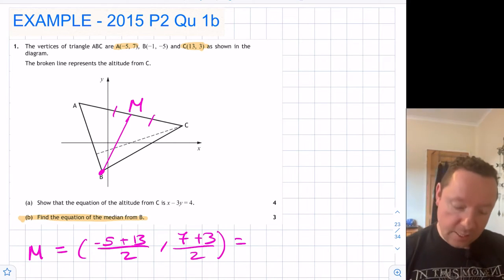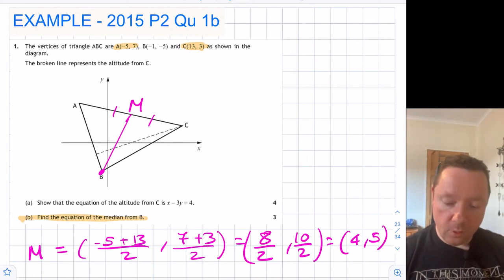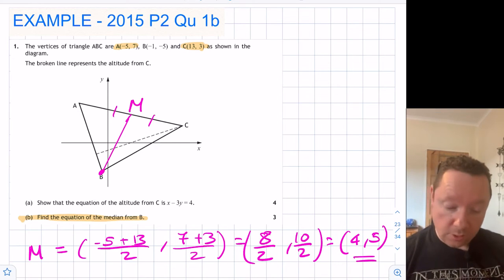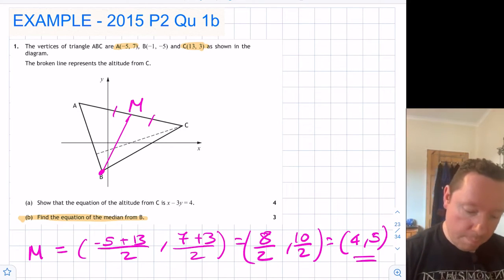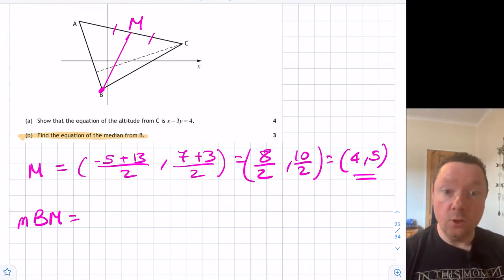13 minus 5 is 8. So that's 8 over 2. And it's 10 over 2. So that is 4 and 5. There's our midpoint. We now need our gradient because we always need a gradient and a point. So it's a gradient between B and M. So the gradient between B and M equals, well, we need y2 minus y1.